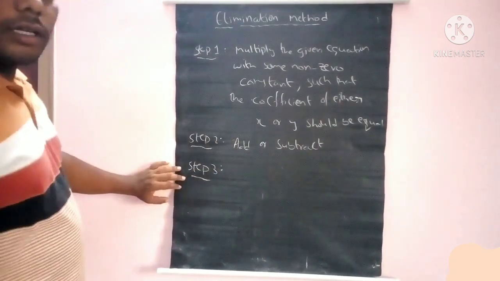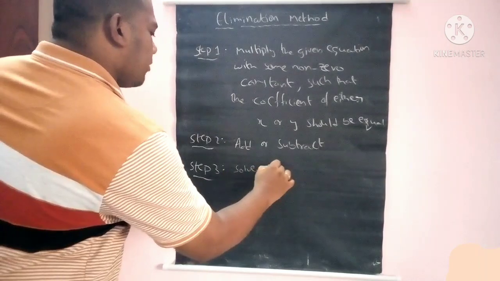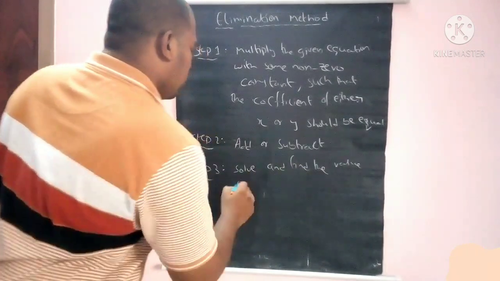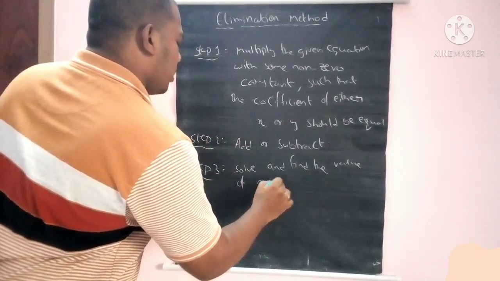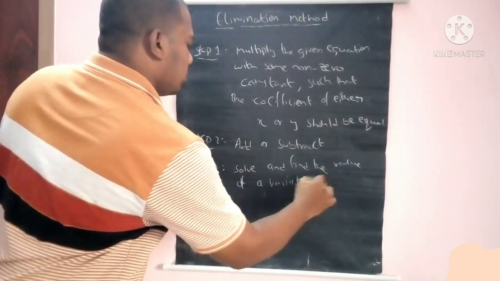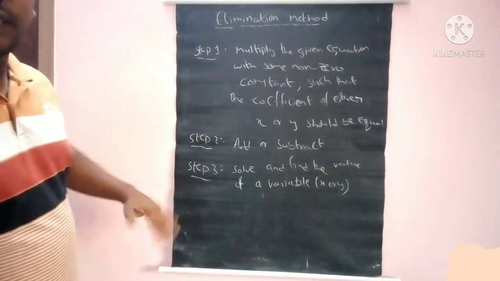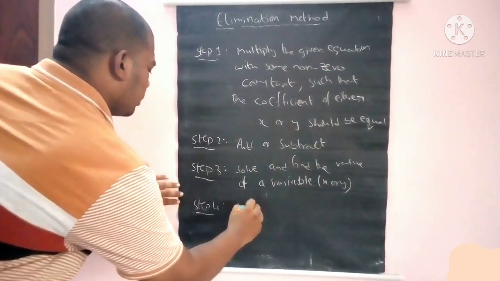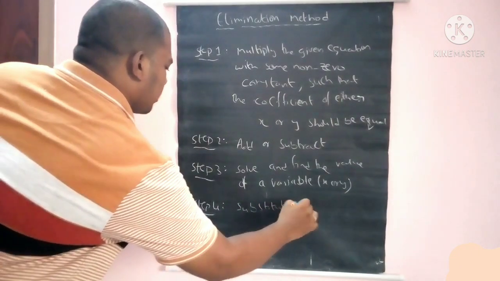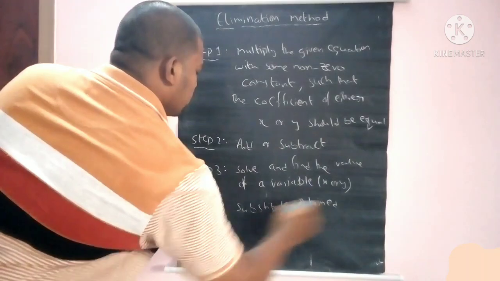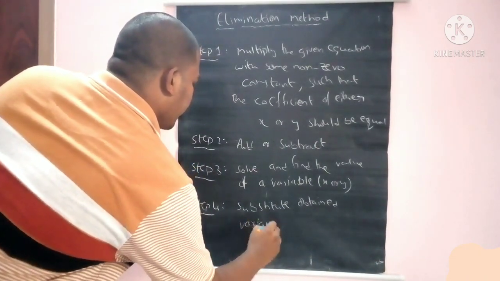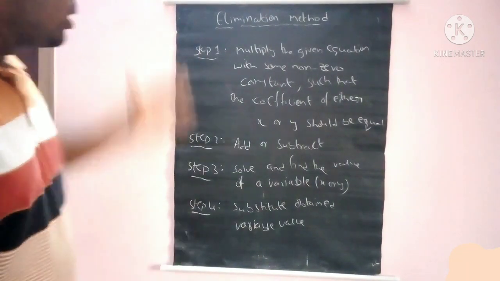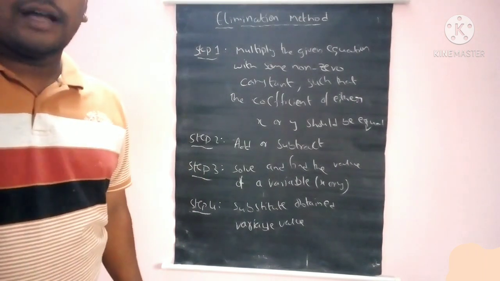So now step 3, solve and find the value of a variable either x or y. Just briefly I am writing the steps here. Then step 4, substitute the obtained value. Substitute the obtained variable value in the given equation and find out the value of the other variable. So these are the 4 steps consist in the elimination method.